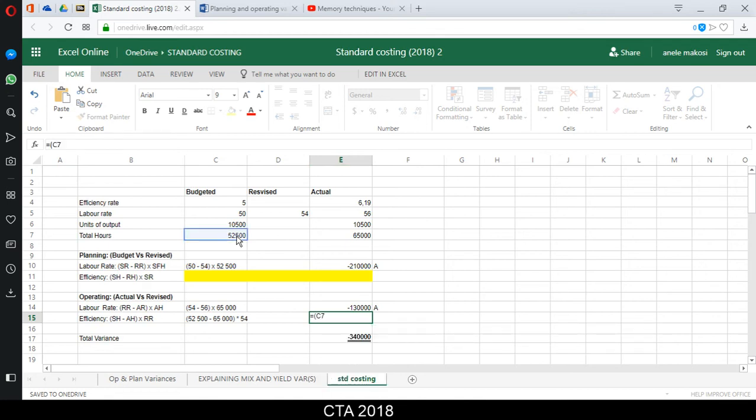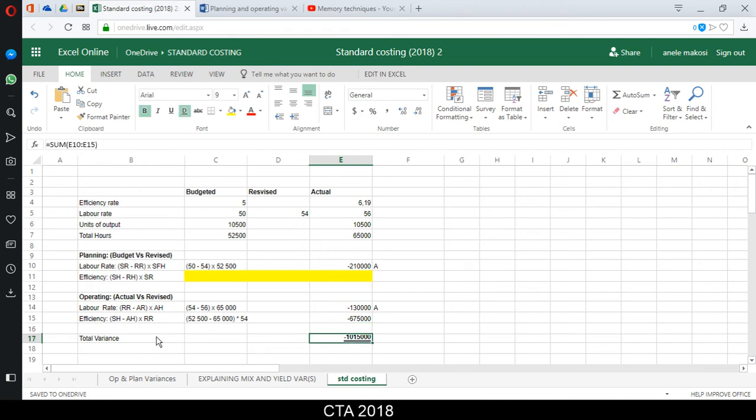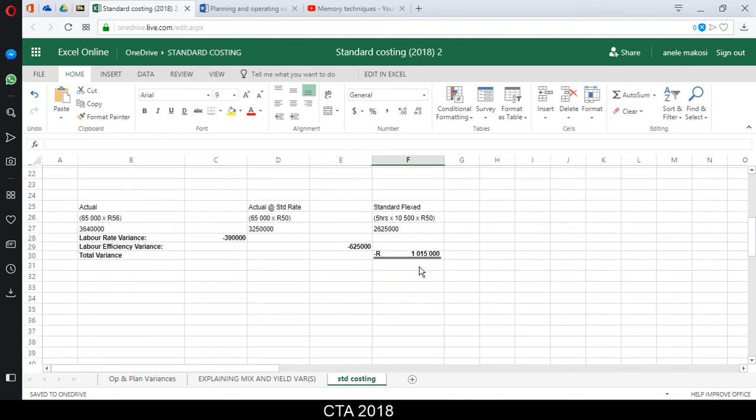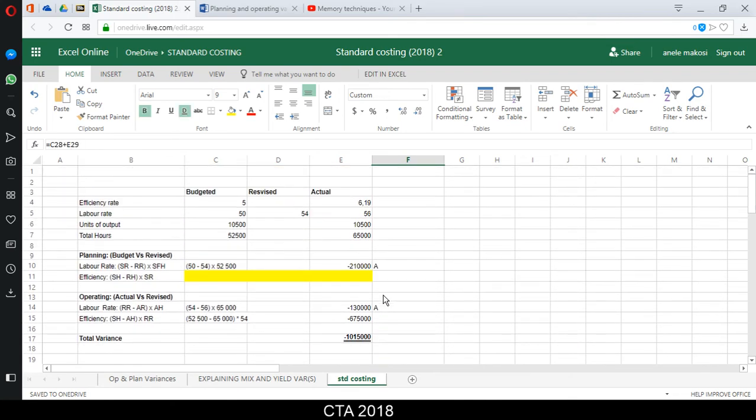So we have 52.5 minus 65,000. We'll multiply by the revised rate. Okay, now if you look at the total variance here, it equals exactly the 1,015,000 which we have here. So this is how I do it.